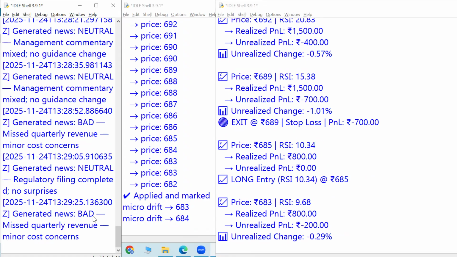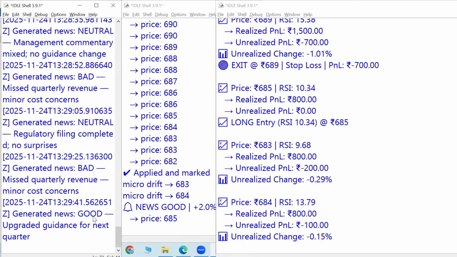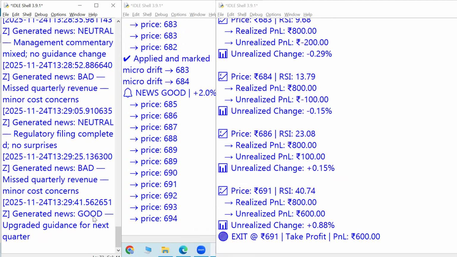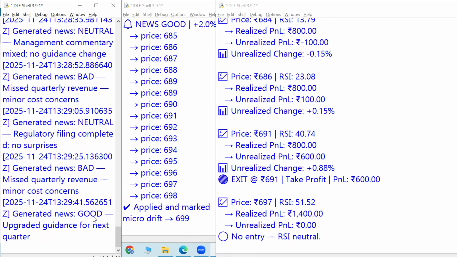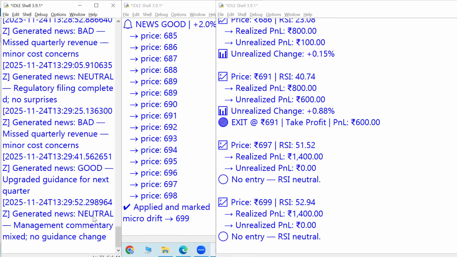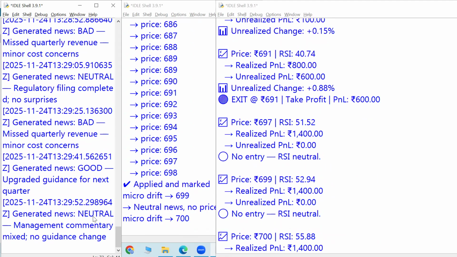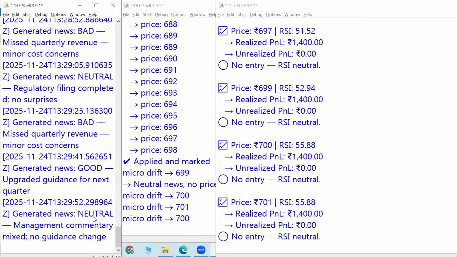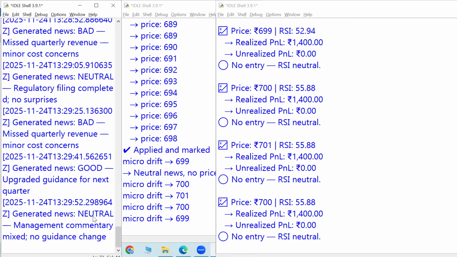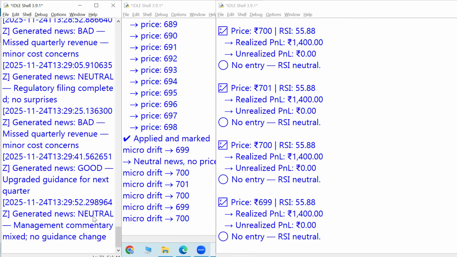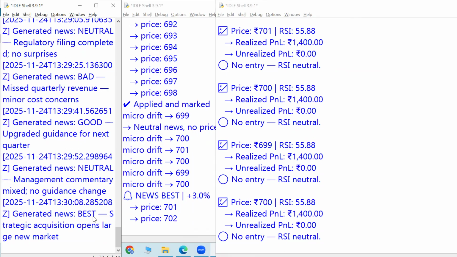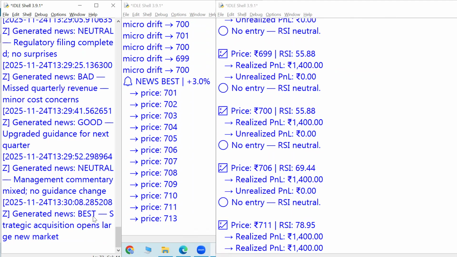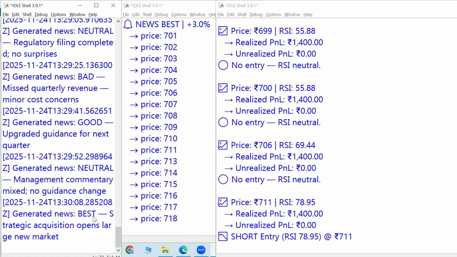RSI is oversold. We are going to get a long position for sure. We are going to get a profit for this trade for sure, because good news has come. Okay, we book the profit also. See, this is the actual behavior of the market we are recording currently. We got two stop losses, big stop losses like 5%. Again, we are running our algo a third time. And this is the actual market behavior. Okay, we are going to get a short position for sure. At 711, we have a short position.